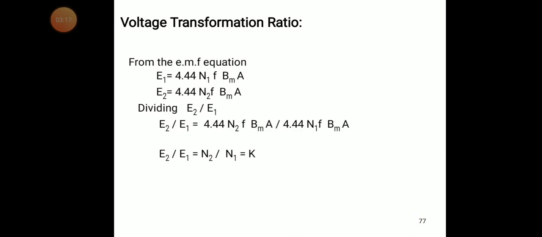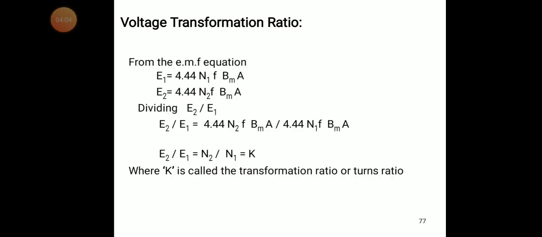The meaning is that the induced EMF ratio is proportional to the turns ratio of the transformer, that is, the ratio of the secondary winding to the primary winding. We generally call it K, where K is called the transformation ratio or turns ratio. The turns ratio is very important in order to step up or step down the voltage. The voltage step up and step down depend on the turns ratio of the transformer.